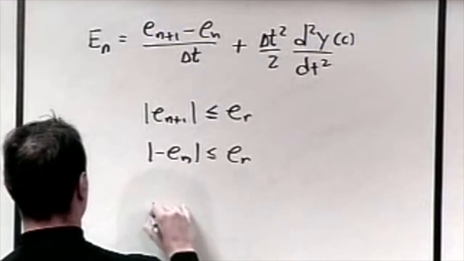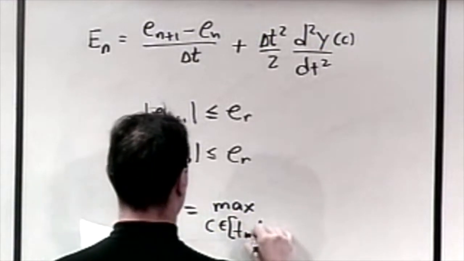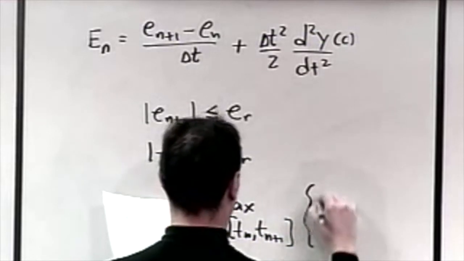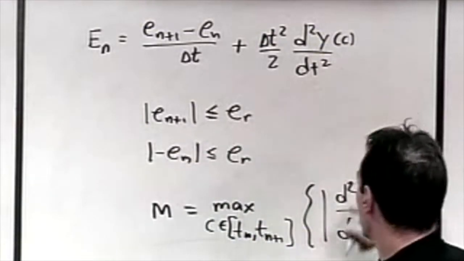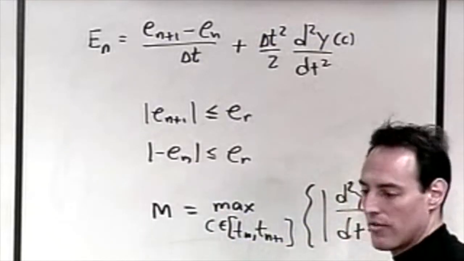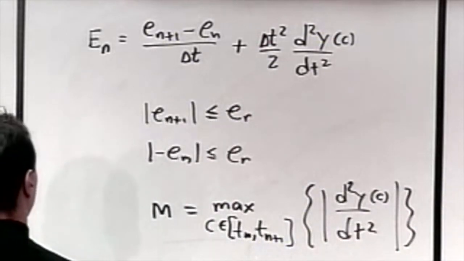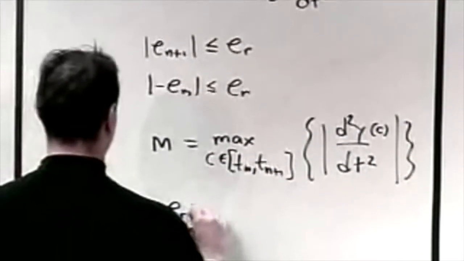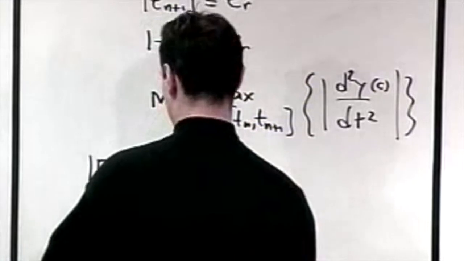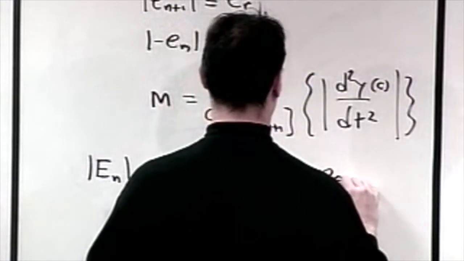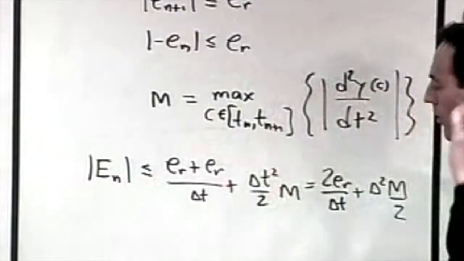And let's suppose, in addition, that the maximum value of this derivative on the interval that we're looking at is M. So in other words, suppose I can say that this derivative term, the biggest it can be is M. Again, we're just trying to get a feel for how big this stuff is. Then the absolute value of the error is less than or equal to E_r over delta t plus delta t squared over 2 M, which in total gives 2 E_r over delta t plus delta t squared M over 2. So there's a total error. This is kind of the maximum size of it.